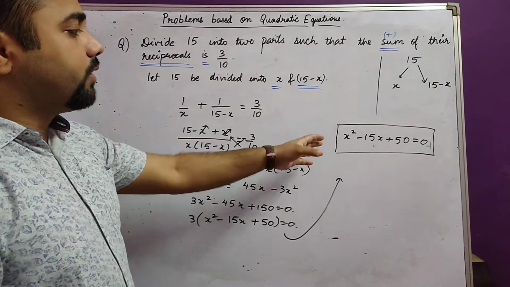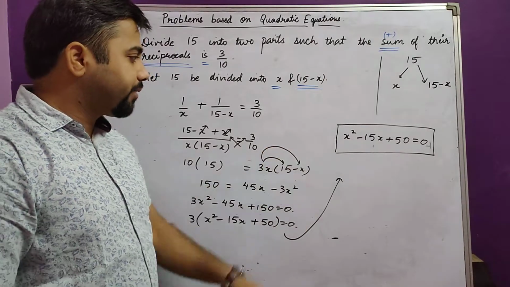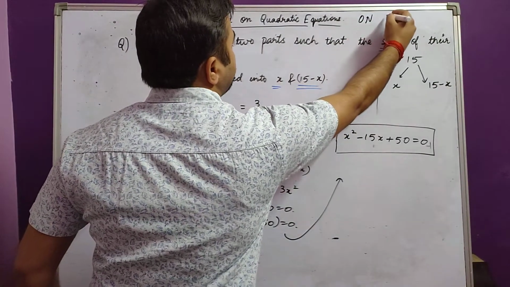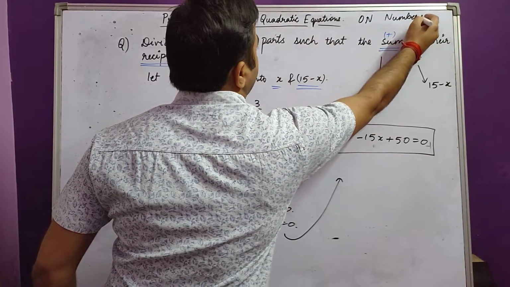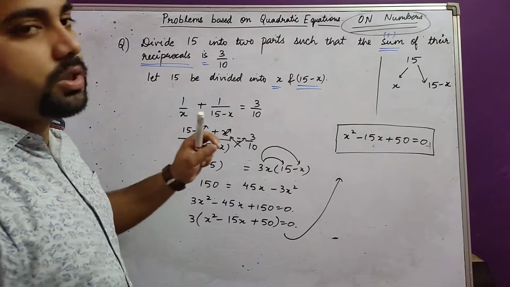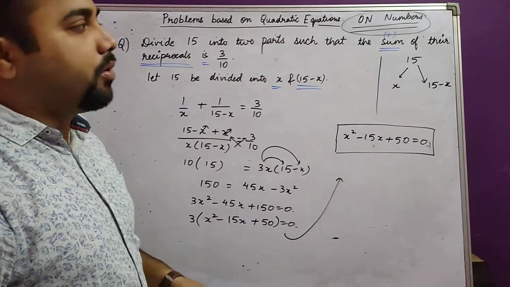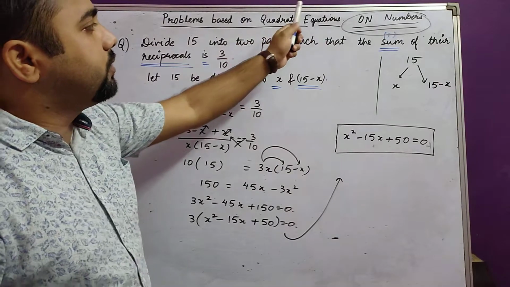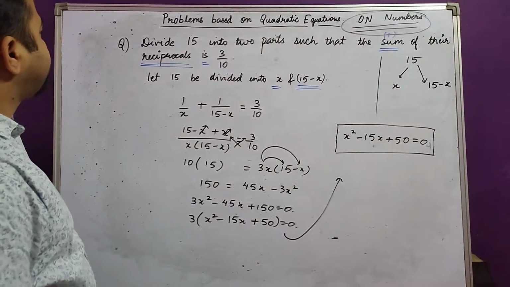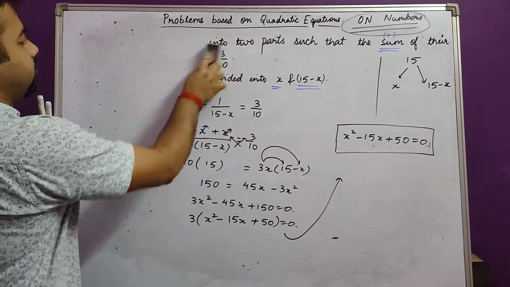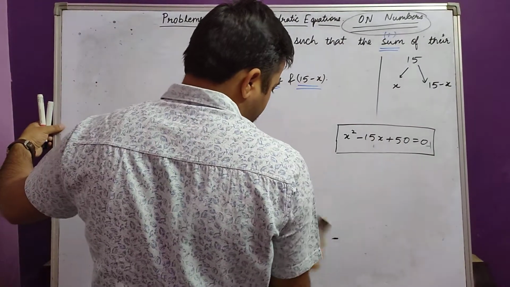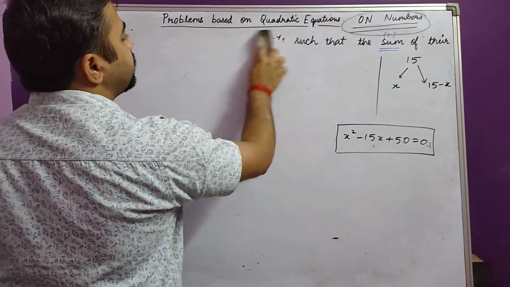If you have any problem in solving the quadratic equation, you can kindly call me. The questions that we are doing right now are on numbers, that is, the questions which are dealing with numbers only. Therefore the first type of problem in problems based on quadratic equations is the on numbers questions. Moving on to the third question now. If you have any problem at the end, you can either call or WhatsApp me your queries.